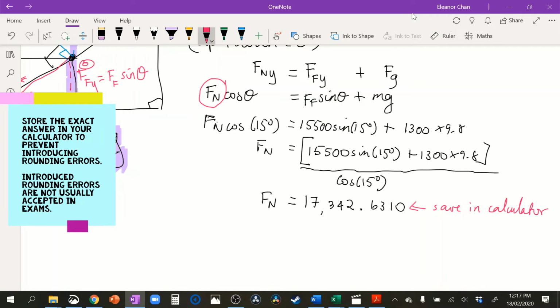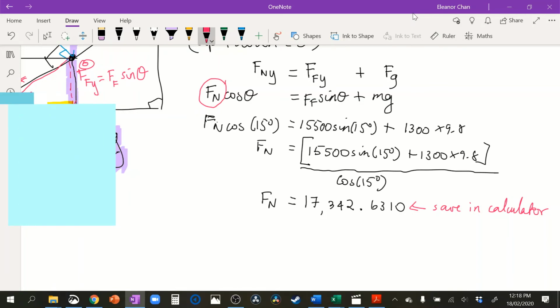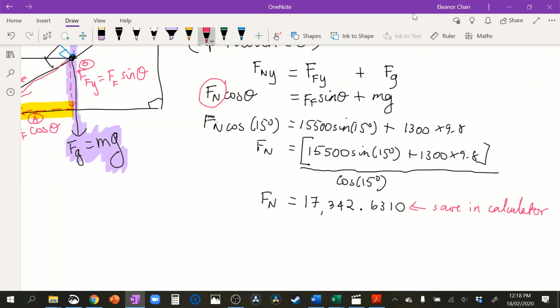You need to save that answer in your calculator. The reason being is we're going to use that answer later in the horizontal forces balance that we're going to do next. So it's best not to round, even though we've kept a lot of significant figures. Don't round it yet, because we need it to calculate the next thing. So this is the size of the normal force. So this is how much the ground is pushing back onto the car at that right angle to the surface.